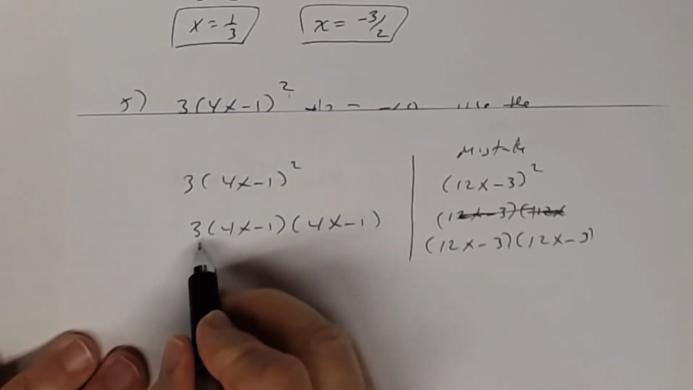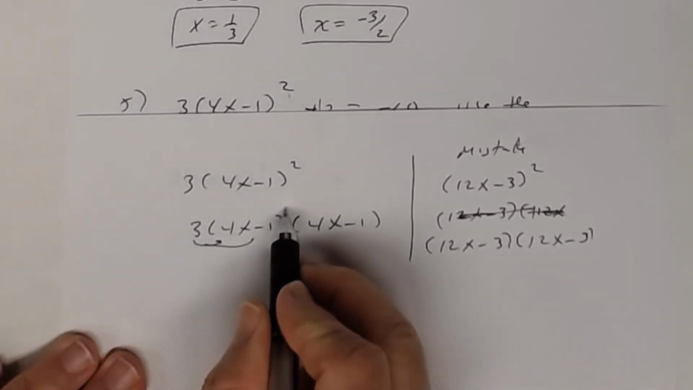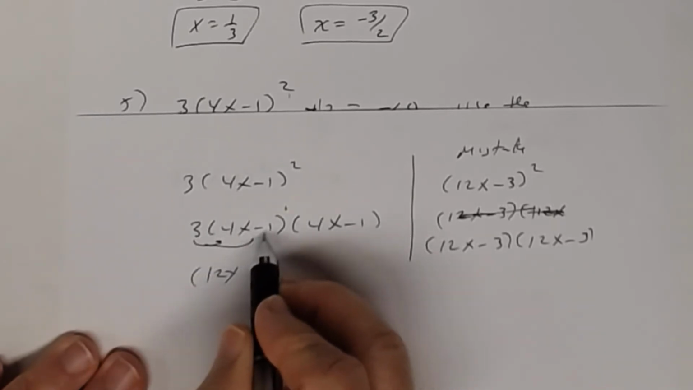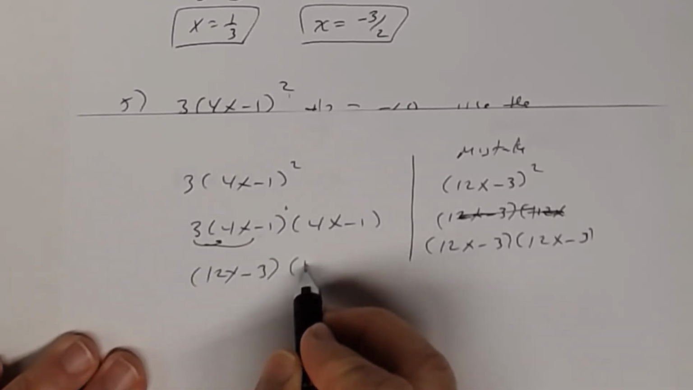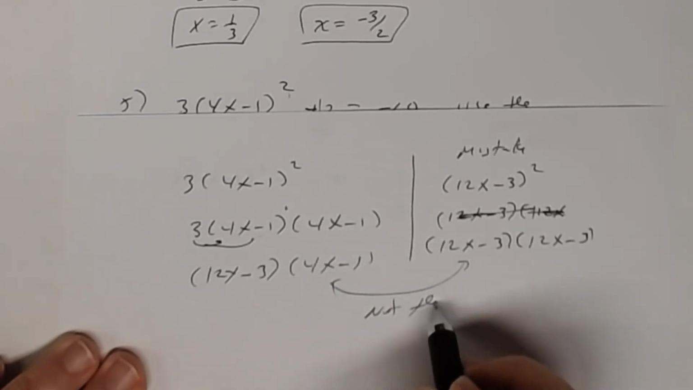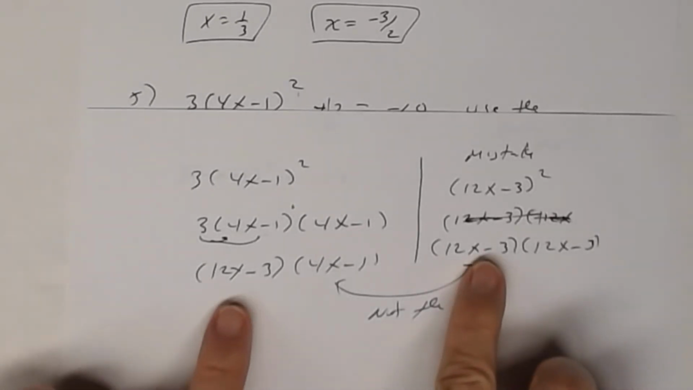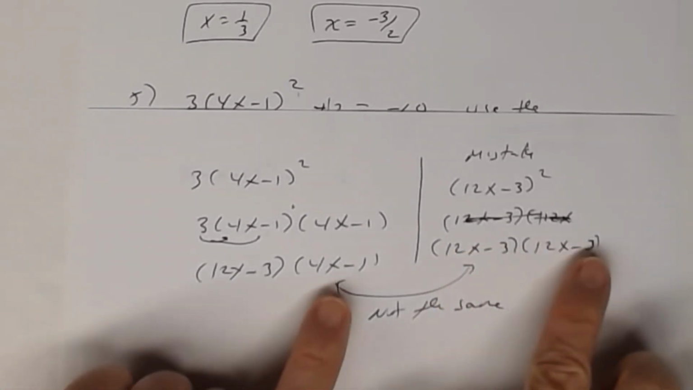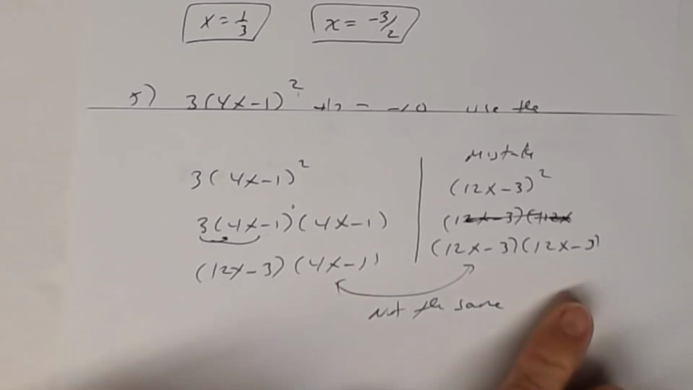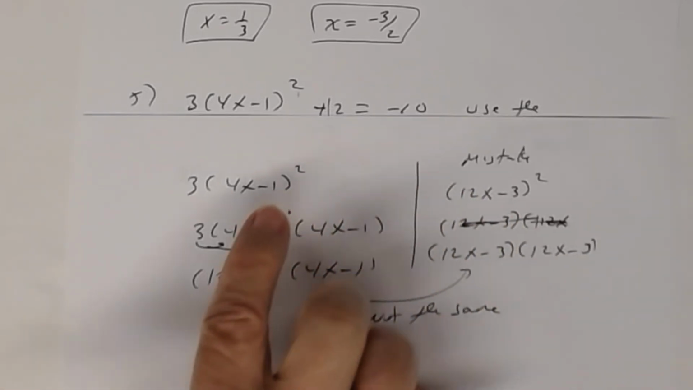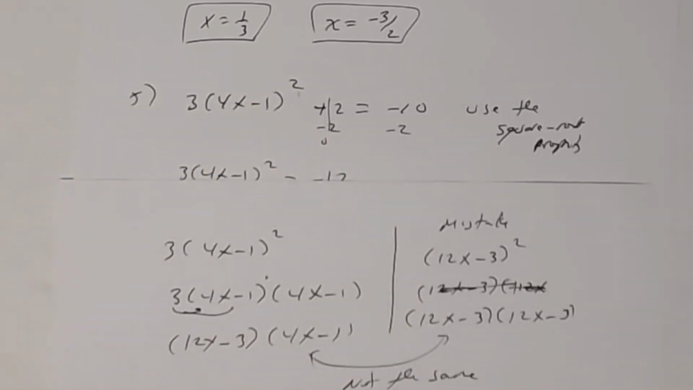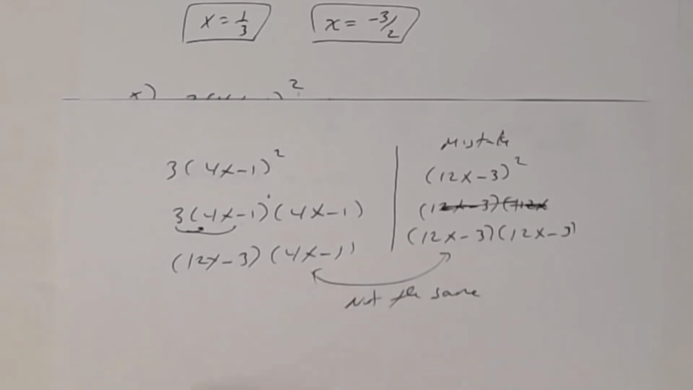Because look, if you distribute here, which you can now because that's a 1, you get 3 times 4x is 12x, 3 times negative 1 is negative 3, times 4x minus 1. Notice that these two are not the same. You have 12x minus 3 as a factor, but these factors are different. So that's why you can't distribute this 3 here if this exponent is not a 1. What you end up with is not correct.